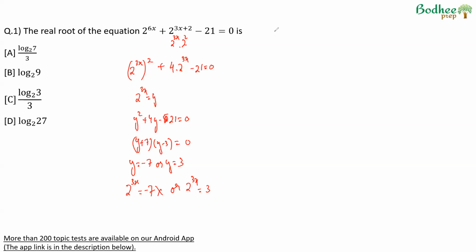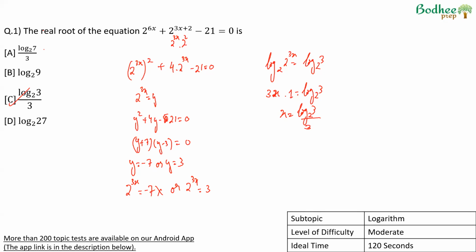We take the log on both sides. So log of 2 raised to power 3x to the base 2 is equal to log of 3 to the base 2. 3x then comes in front. Log of 2 to the base 2 is 1. This is equal to log of 3 to the base 2. And therefore x is nothing but log of 3 to the base 2 upon 3. Option C becomes the answer. I think it's a standard format of question on log, in terms of level of difficulty moderate. Since the numbers are easy, you should be able to do this in about 2 minutes time.